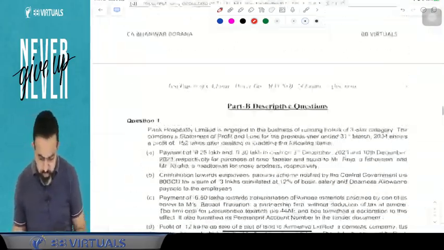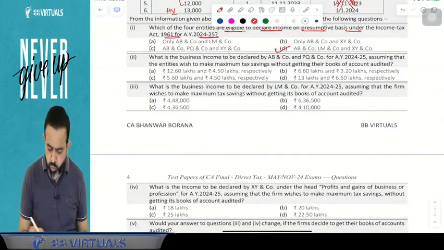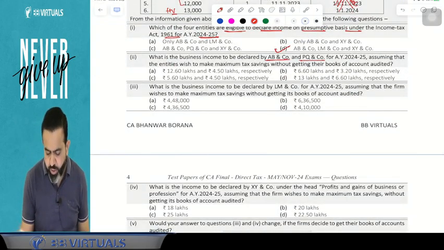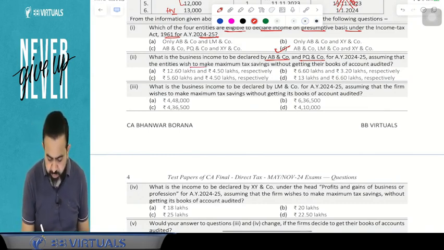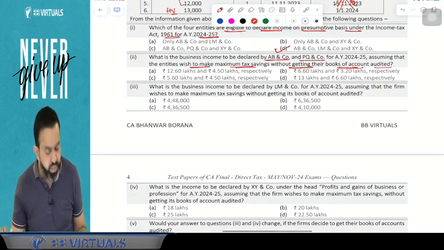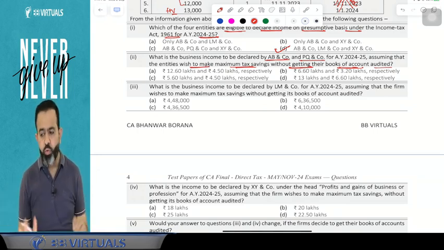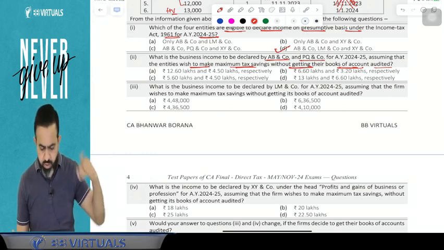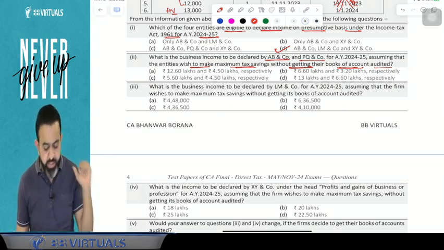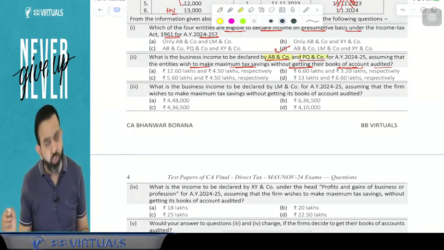Now the next question says, okay sir, what is the business income to be declared by AB and company and PQ and company for the assessment year 24-25, assuming that the entity wishes to make the maximum tax saving without getting their books of accounts audited? So guys, they don't want to audit their books of accounts, which means they are going to follow presumptive basis taxation. So just tell me, what should be their business income?